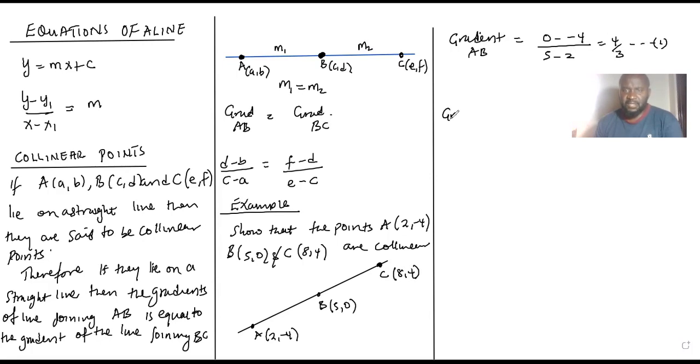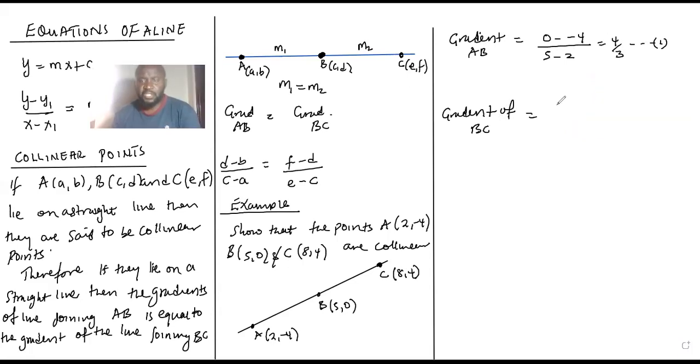Then investigate the gradient of BC. The gradient of BC is equal to the change in y, which is 4 minus 0, divided by 8 minus 5. The answer is also 4 over 3. So Roman 1 and Roman 2 are the same. Since the gradients of AB and BC are the same, that has shown that they are collinear. So points that lie on the same straight line have the same gradients if you take any two points along that line. Okay.